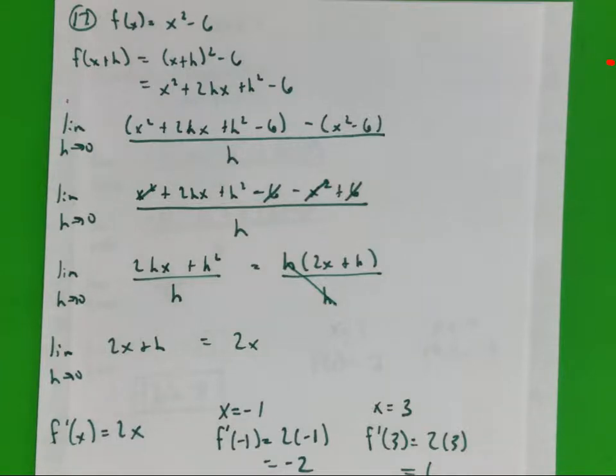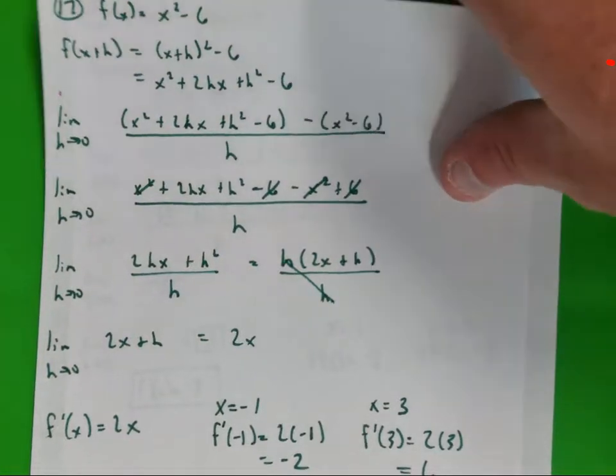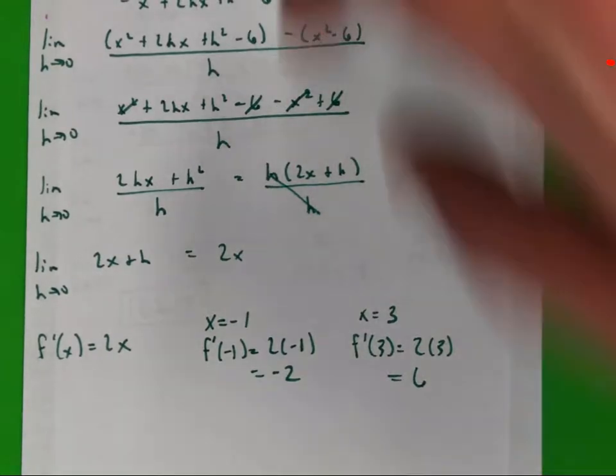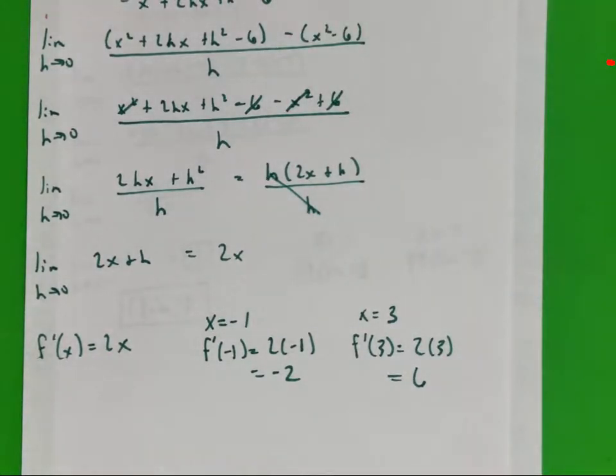Now I want to know what is the IROC at x equals -1. Well, at x equals -1, my slope is -2. At x equals 3, my IROC, my slope is 6 of the tangent line. There's my derivative, and there's my IROC at each of those x values.